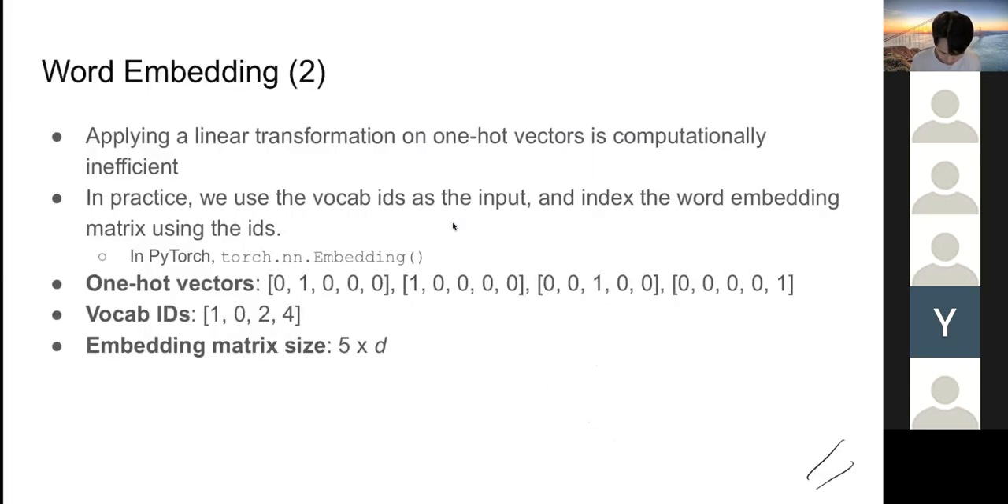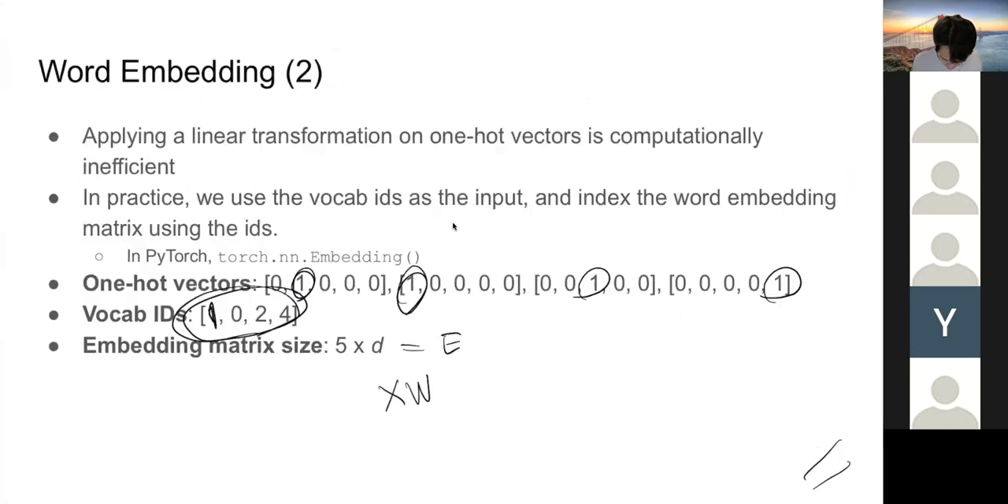So I want to conclude with word embedding. It's inefficient, so in practice we use the vocab IDs as the input and index the word embedding matrix using the IDs. In PyTorch, this will be torch.nn.Embedding. Instead of using one-hot vectors, we just use vocab IDs as inputs, because one corresponds to position one, zero corresponds to position zero, two and four, right? Then we have an embedding matrix of size five times D. This is basically W. I'll call it E because there are weights, but we call it embedding. So X times E, basically, but we don't want to compute this because it's inefficient. We instead just look up, and lookup is much faster on CPUs.